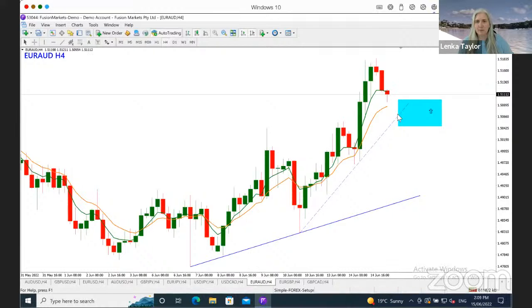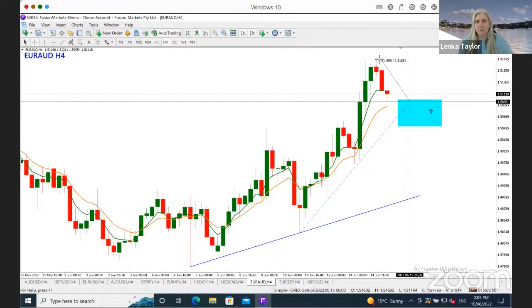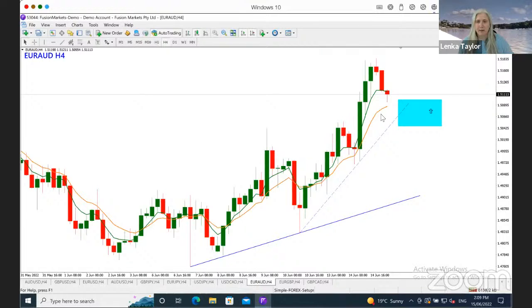But if we do have the pullback down to at least this little trend line, then the continuation of the trend would still give us a good risk to reward ratio before getting to even the previous top. Okay, otherwise a pullback all the way to the trend line would be preferred and the best.